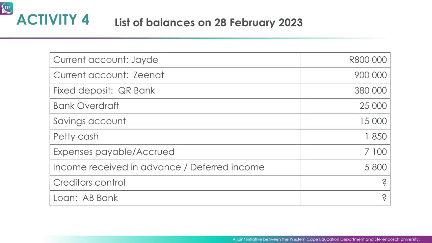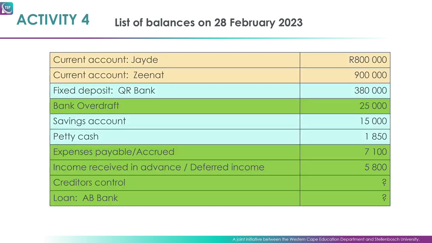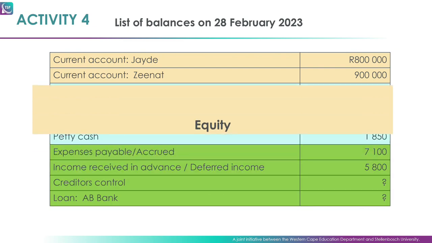Okay. So for the list of balances, for activity 4, we have the current account, fixed deposits, bank overdraft, and accrued expenses, etc. What I like to do is highlight in different colors for different concepts. For example, our assets will be a different color, our equity will be a different color, as well as the liabilities. For the equity, we have the current account of Jade and the current account of Zenith. Those two accounts belong to the equity accounts. So that should be familiar. That is the newest thing that we've been introduced to in grade 11.